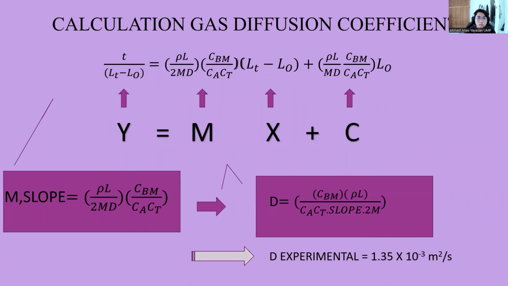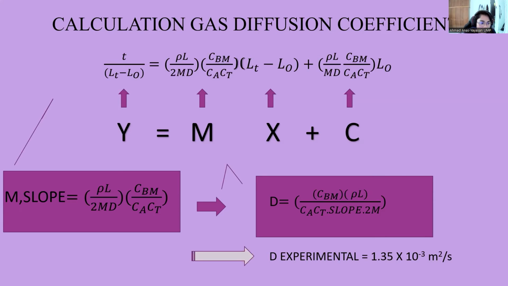This is the calculation for the gas diffusion coefficient, D. This is the formula we get from the lab module for the experiment. This long equation can be split into parts, like y equals mx plus c. When we have done the experiment, we have to plot the graph. What we get from the graph is the gradient m. So we don't have to use the whole equation, but only the part for m, which is the gradient or slope.